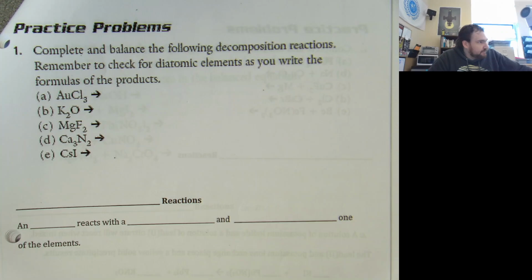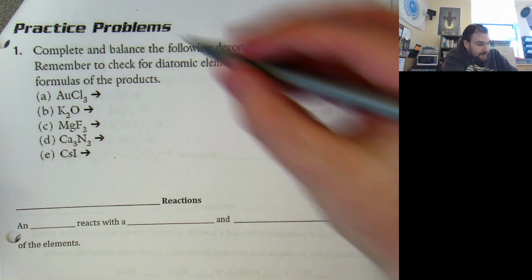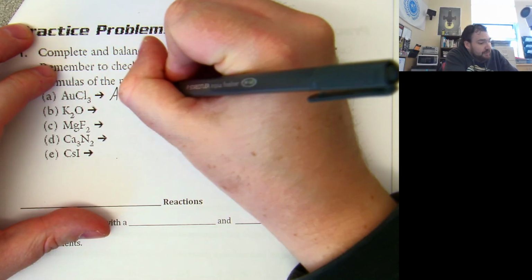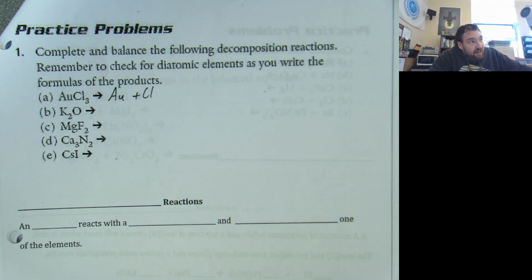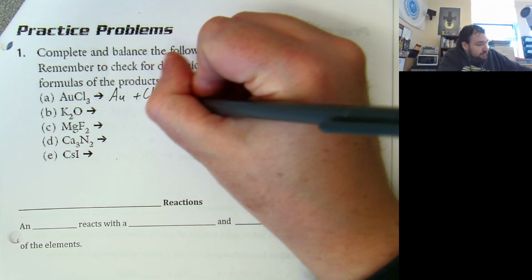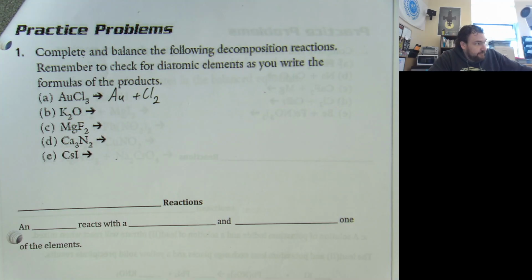Do we just put, like, if you're looking at AuCl, AuCl? It would be almost. It's not Au plus Cl because chlorine is diatomic. It would be Au plus Cl2. Okay. But if it wasn't diatomic, it would just be Cl? Yes.